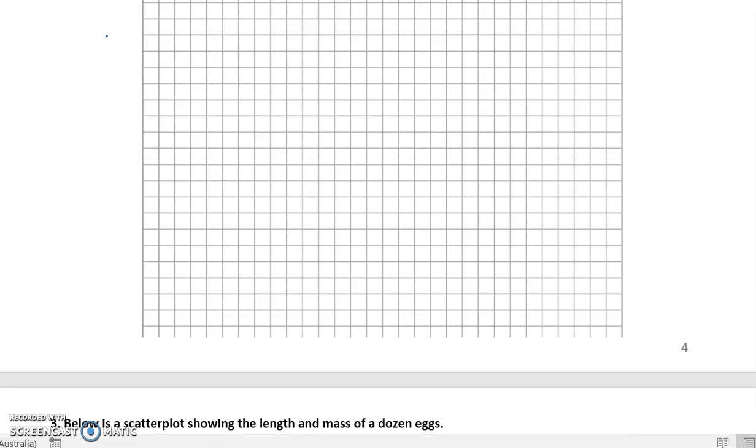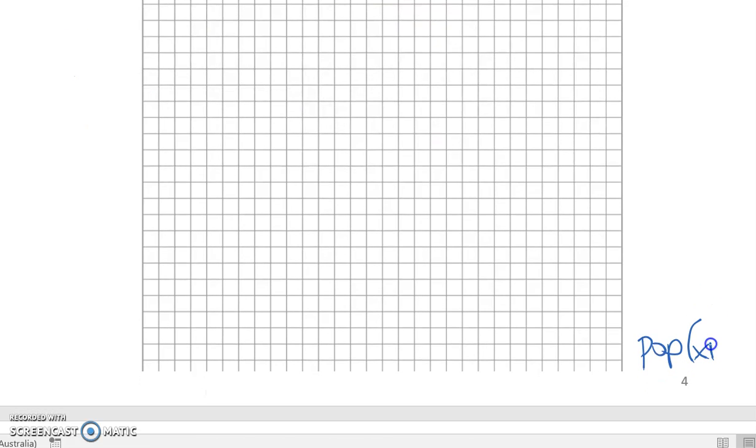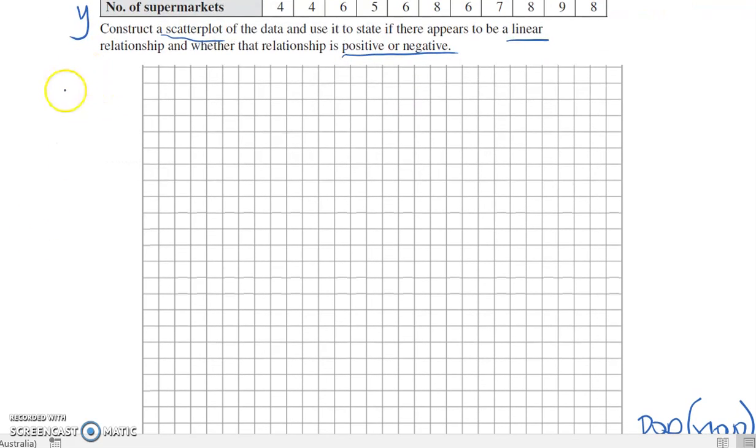vertical. So down the bottom here, I'm going to have population times 1,000. And on the side here, I'm going to have number of supermarkets. So if you like, that's the frequency. And we would write there, supermarkets.